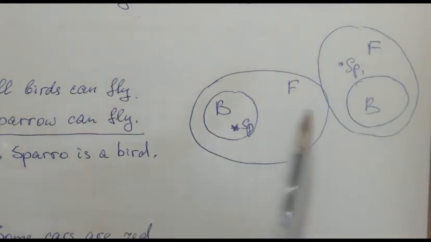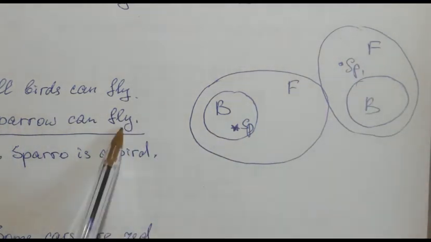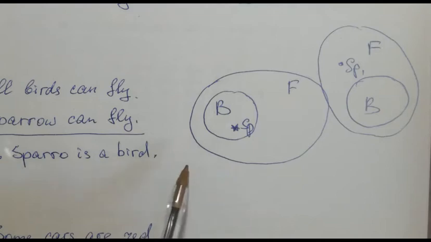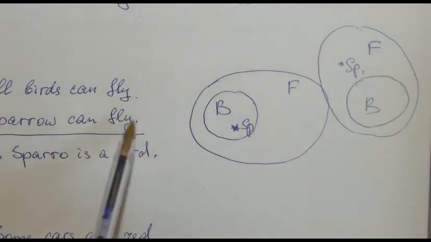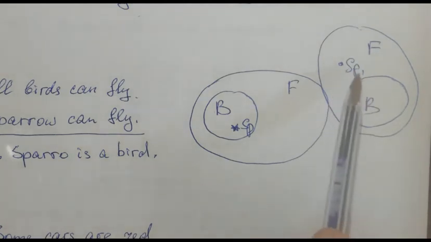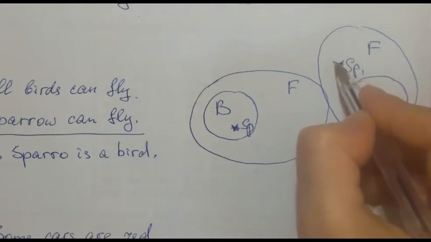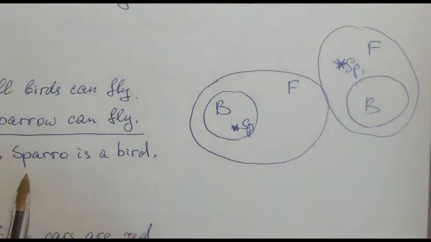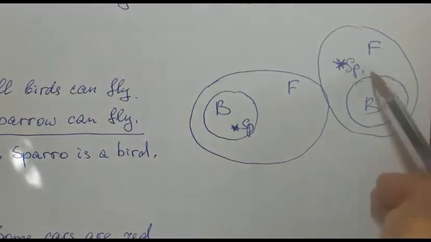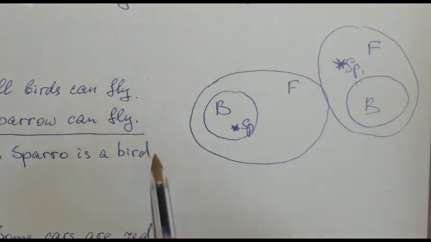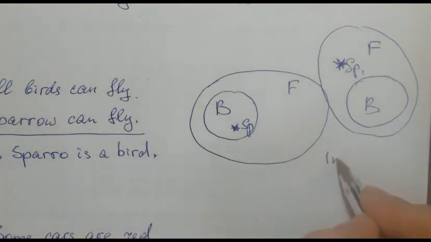Although we know it can fly, the second premise can be represented in two different ways, either inside birds or outside birds, since the second premise only states that sparrow can fly. And if sparrow is represented here, outside of the circle representing birds, then the conclusion is not satisfied, since this picture shows that sparrow is not a bird. So this argument, this syllogism, is invalid.